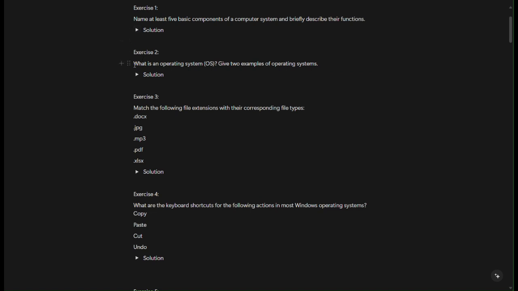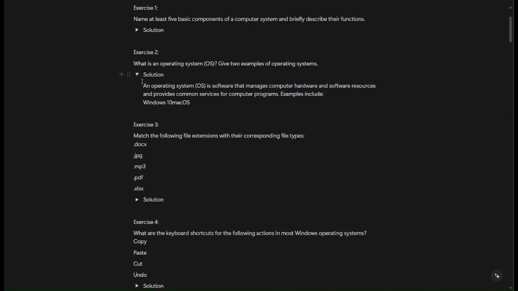2. What is the operating system, and give 2 examples of operating system. The operating system acts as an interface between the software and different parts of the computer, or the computer hardware. In our life, we know 2 operating systems, the Microsoft and Linux.